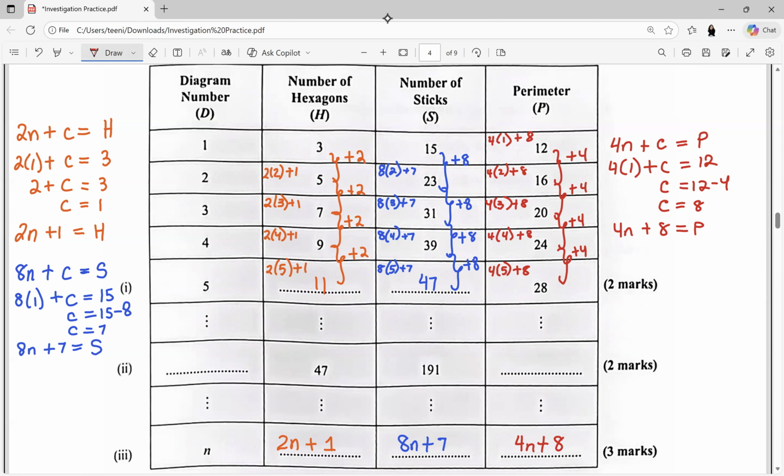88. Correct. It'll be 88, right? Athena, what about the diagram? Sorry, what about the parameter when the diagram number is 10? When n is 10, what would be the parameter? 48. Correct.